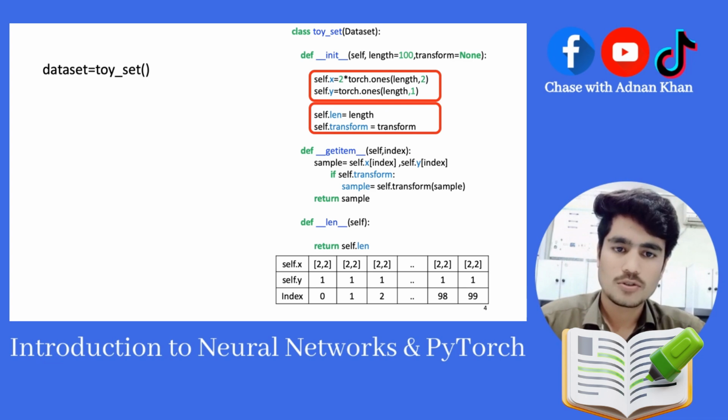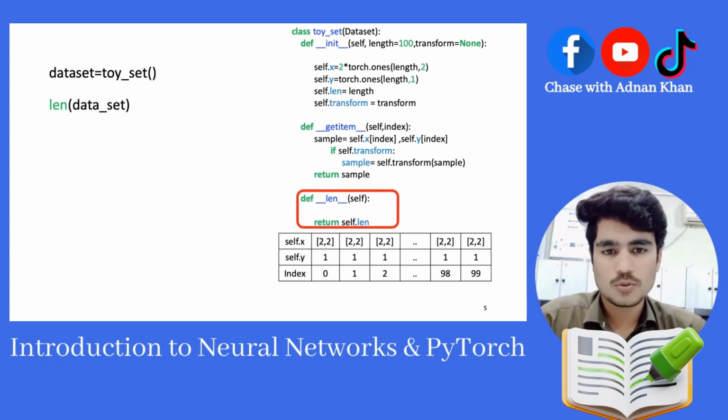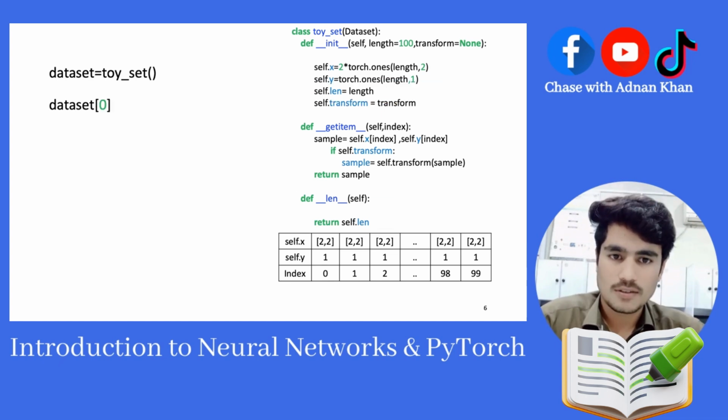We'll discuss transforms later. When we apply the function len to the object, as we override the method __len__ in our object, the function will return the attribute length. This is the number of samples in our dataset that we defined in the constructor. In this case, the value is 100. The dataset object behaves like a list, tuple, or any Python iterable.